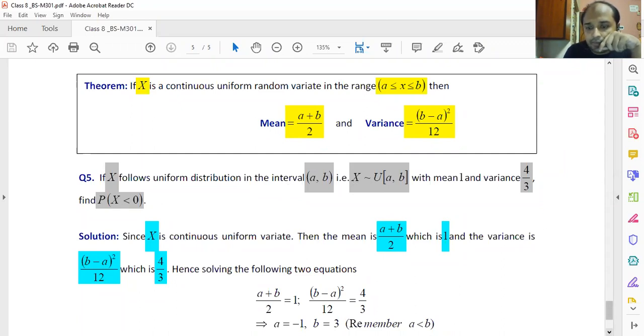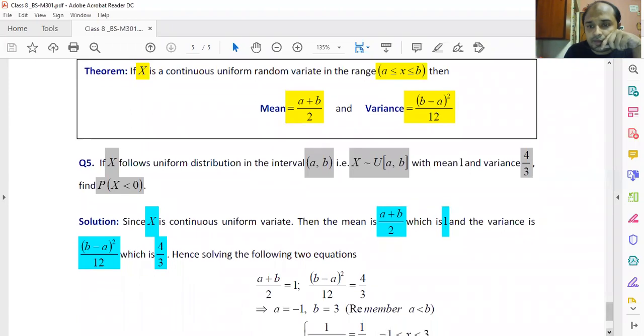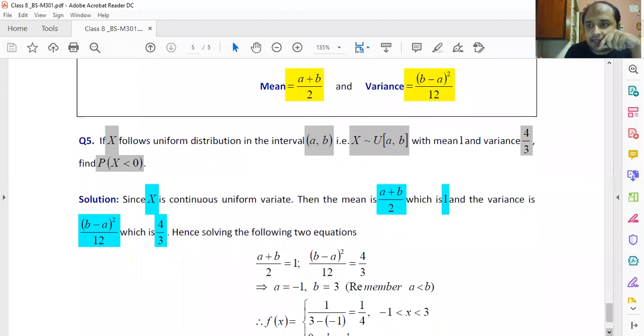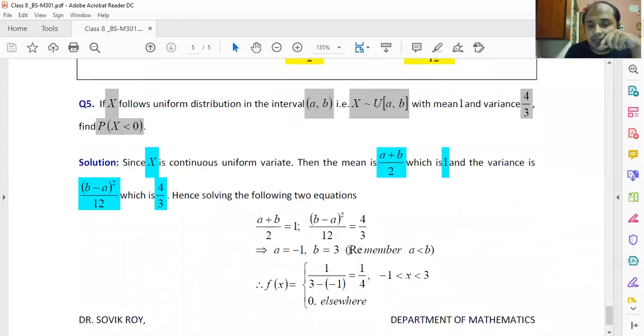By the formula, we know that the mean of the uniform random variable is (a + b)/2. By my given condition, it is 1, so I'm equating (a + b)/2 = 1. And by the formula, the variance of the uniform random variable is (b - a)^2/12, and by the condition, it is 4/3. So I'm equating these two. After solving these equations, I'm getting the values of a and b to be a = -1 and b = 3.